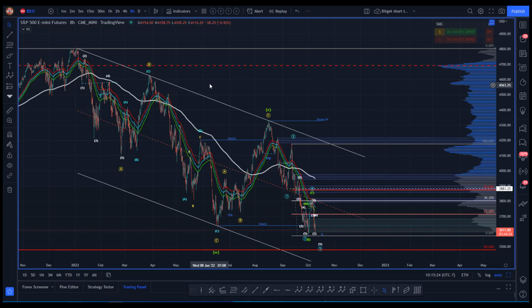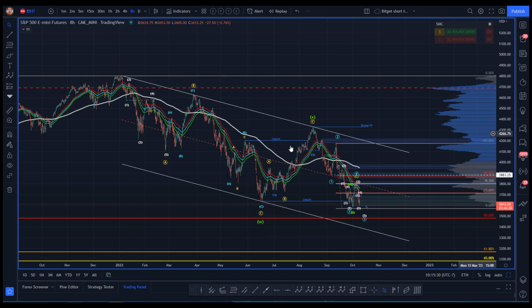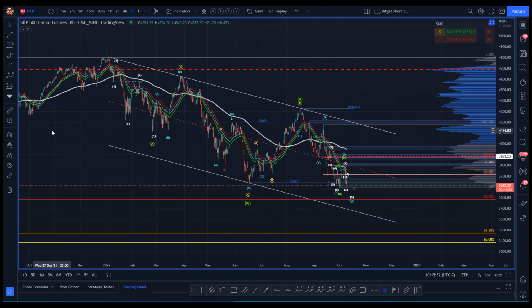So let me get over here. I'm interpreting this slightly differently. It's not that one's right and one's wrong. It's just this happens to be the count that I have on it. So I see the potential here because you could work this either way. You could work a diag here. 3.